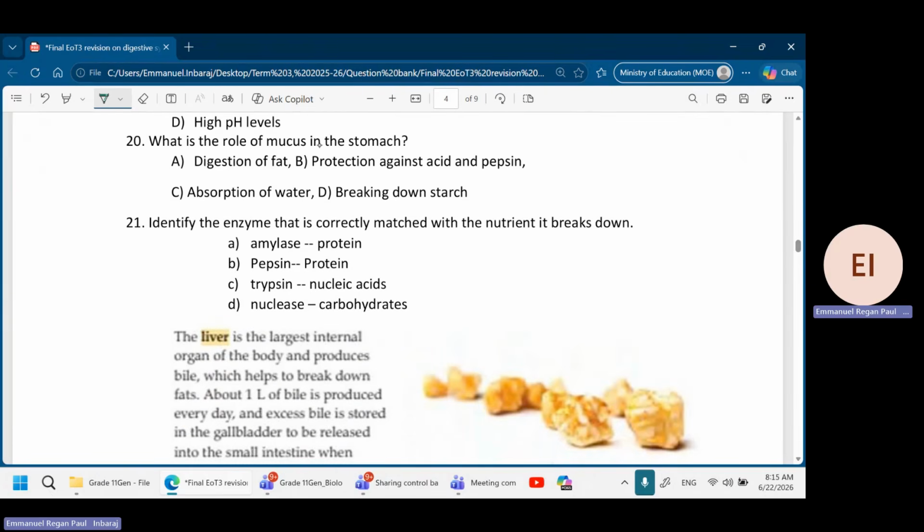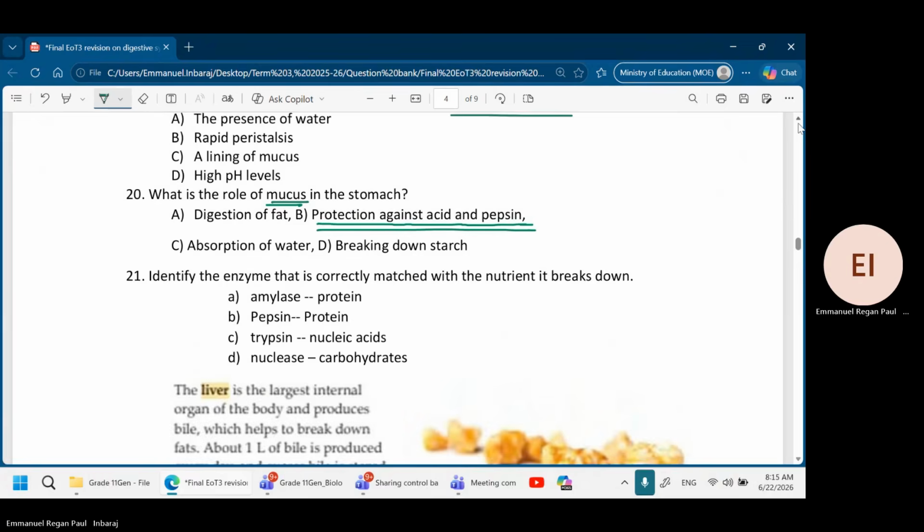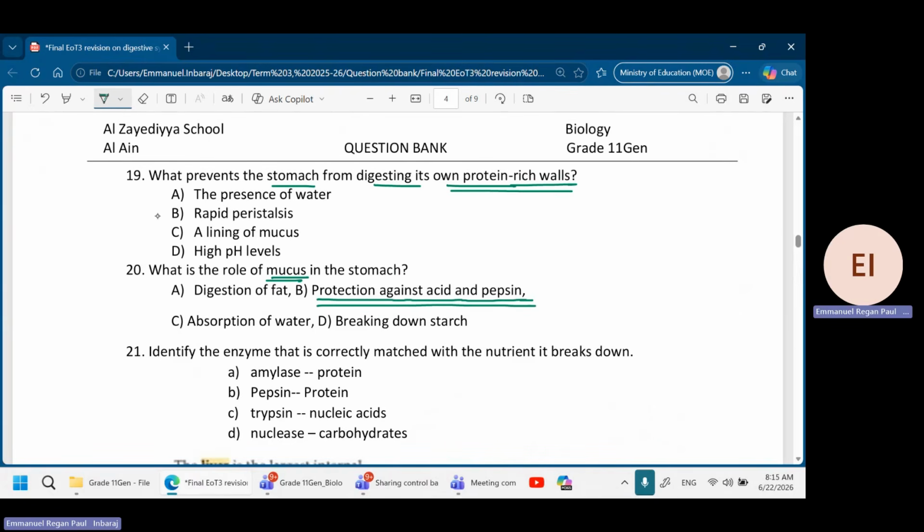What is the role of mucus in the stomach? Protecting against acid and pepsin. Okay, now next, one more thing. What prevents the stomach from digesting its own protein-rich wall? The lining of mucus.